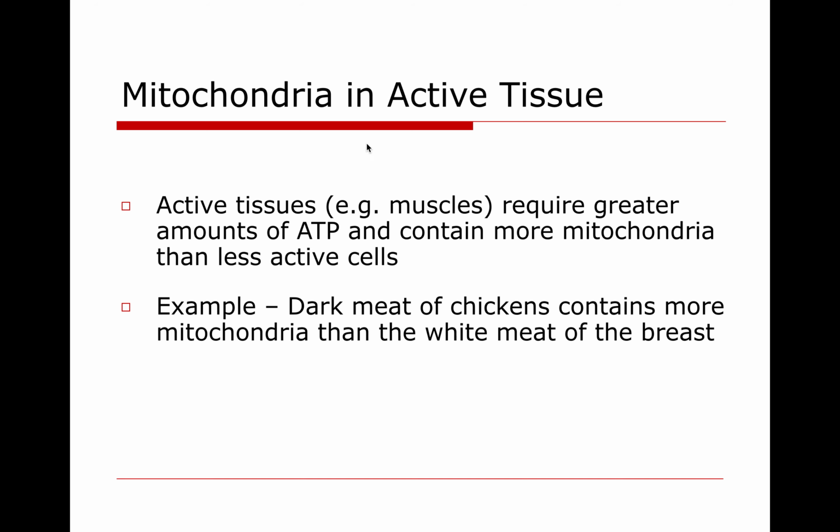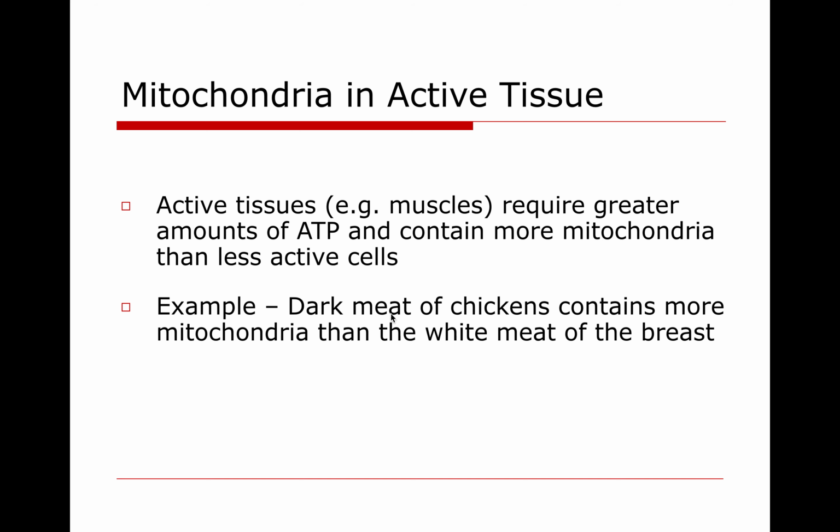Okay, so the mitochondria in active tissue. Active tissues like your muscles require greater amounts of ATP and contain more mitochondria than less active cells. So your muscles like your biceps or your glutes or something like that are going to have more of the mitochondria versus your fat, I don't even know, your muscles on your toe maybe or something. Especially like your nerve cells and things like that.